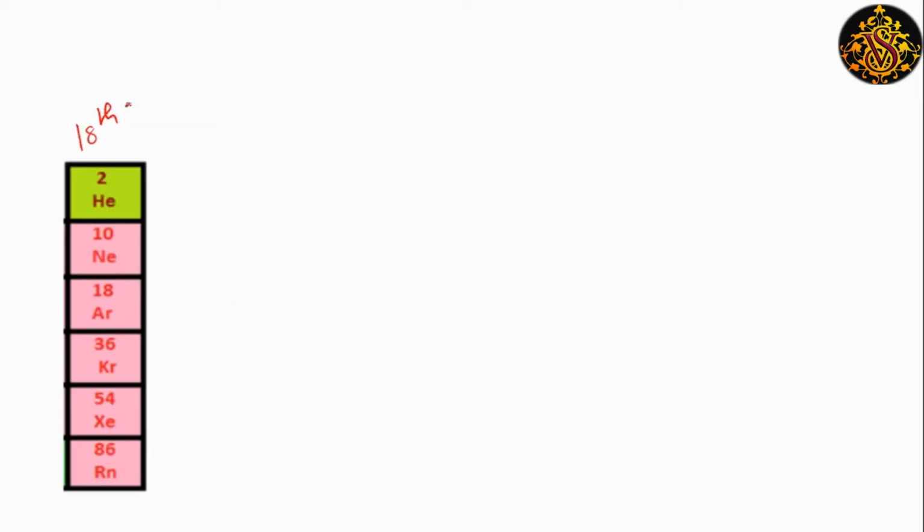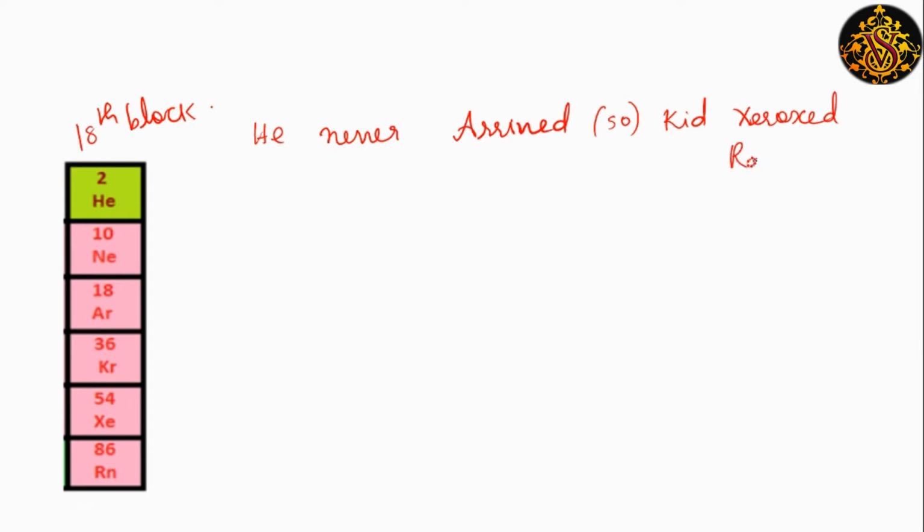And the 18th block, remember the phrase: he never arrived, so kid xeroxed randomly. Just for the grammatical sentence I am writing so. Okay, he never arrived, so kid xeroxed randomly.